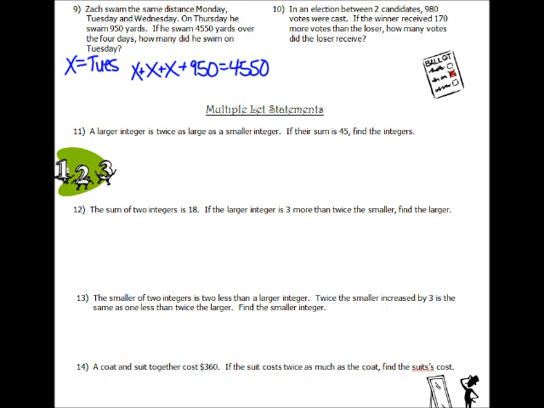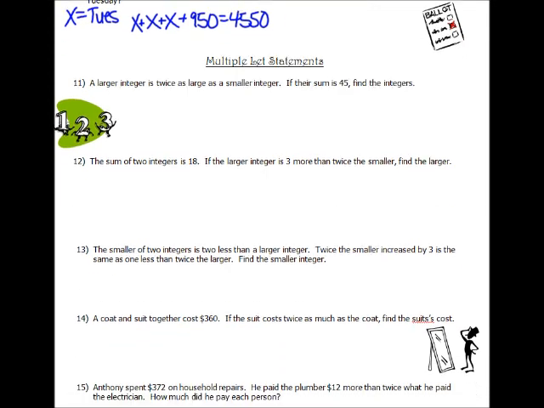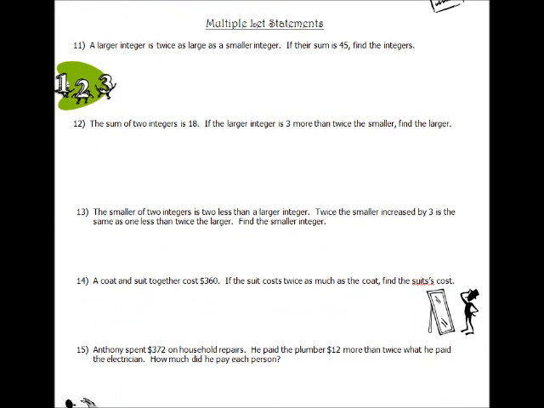And I'm going to talk about multiple let statements. Now, a lot of these you have done before. You've done a problem like 11. You've done, well, let's do 12 because that's kind of like a total problem. The sum of two integers is 18. If the larger is 3 more than twice the smaller, find the larger.